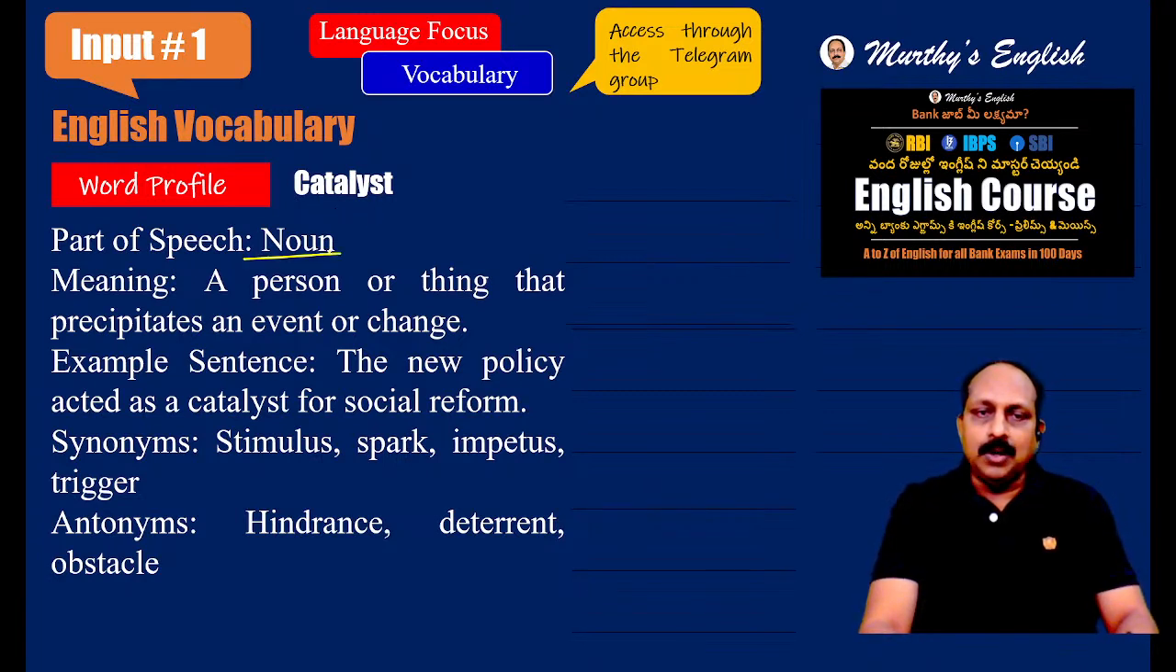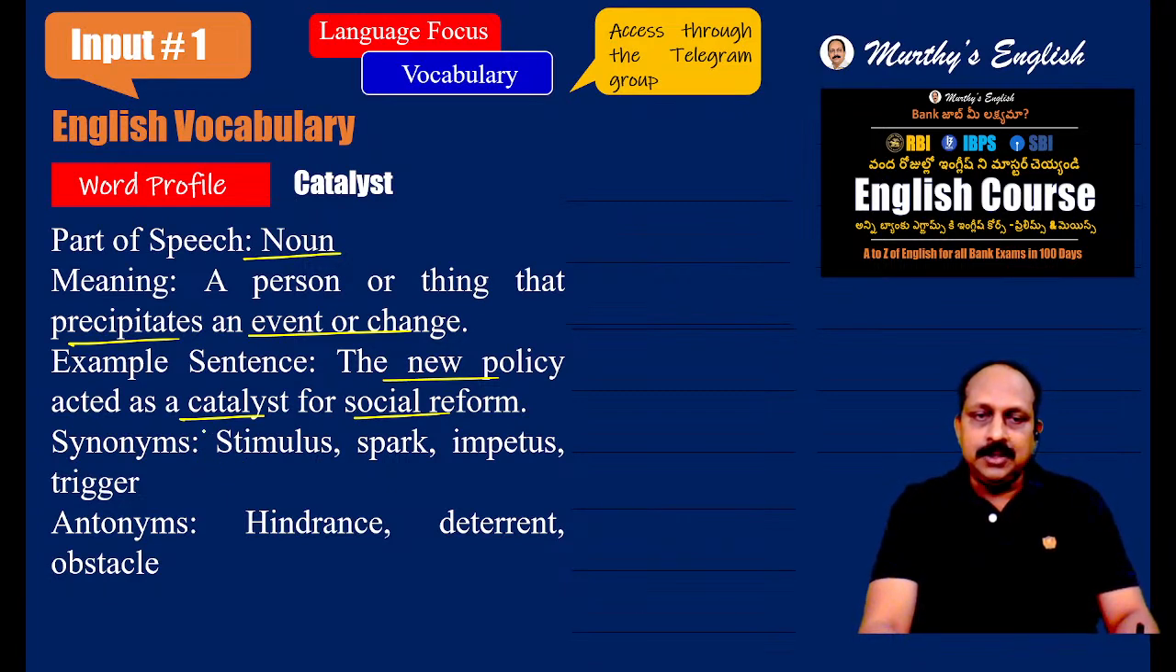Catalyst, part of speech, noun. Actually, it's a term that goes with chemistry, but it also goes with effective English or everyday English. What does it mean? A person or a thing that precipitates an event or change. You can also think of it this way: a person or thing who or which brings about some change, makes something happen. The new policy acted as a catalyst for social reform. Imagine social reform took place, and what is the reason behind it? What is the catalyst behind it? The new policy acted as a catalyst for social reform.